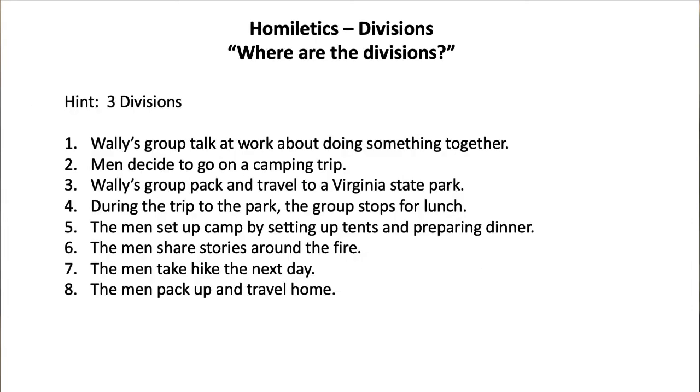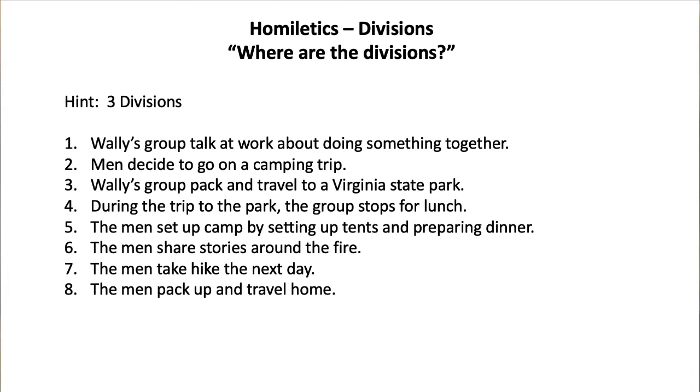So here's an example. It's not a biblical passage of scripture, but it's just to help understand the concept of how you make divisions. This made-up example is all about Wally. If you read through, I have 8 sentences, or we'll call them content items. One, Wally's group talk about going somewhere together. Number 2, the men decide to go on a camping trip. Number 3, Wally's group packs and travels to a Virginia state park.